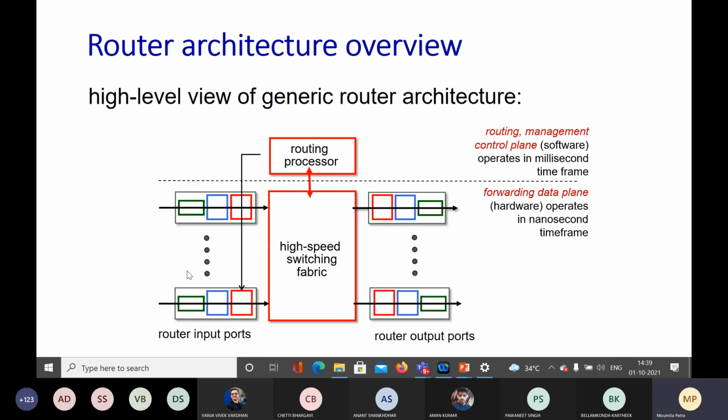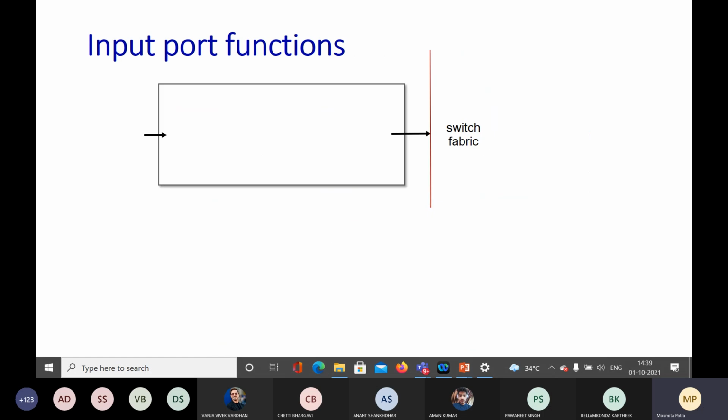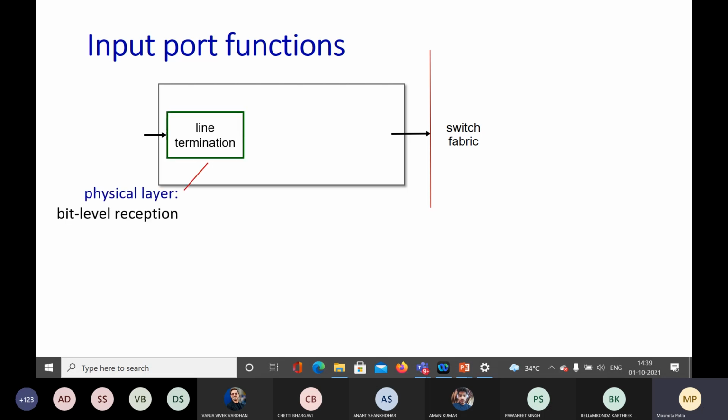Now take a look at this once more. In the input port itself, we have these boxes. In the output port also, we have these three different boxes in three different colors. And I've already told you that these represent different functionalities that are to be implemented on the datagram that is arriving or going out of the output port. So now we are taking a look at the input port functions. This is the input port and this is the corresponding switch fabric. Whatever datagram is arriving, there will be some processing done over here and then it will move to the corresponding switch fabric. What are the processes?